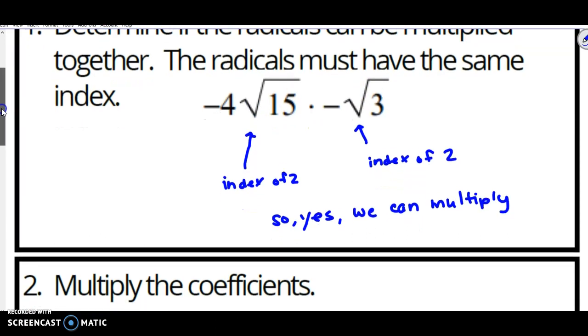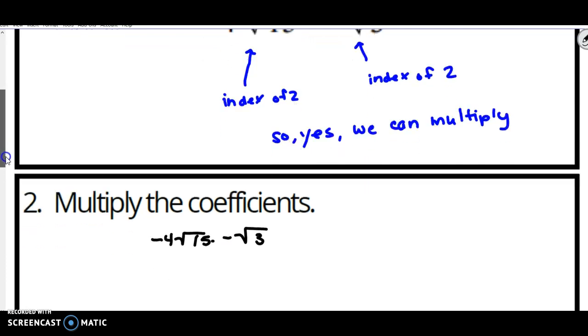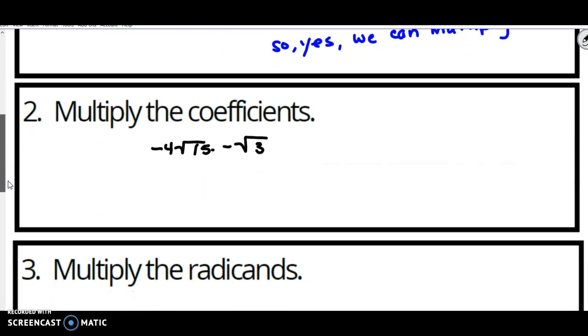All right, and so now we want to multiply the coefficients together. So I'm going to rewrite this: negative 4 root 15 times negative square root of 3. Now what we're going to do is multiply the coefficients together, the outside stuff: negative 4 times negative 1. Putting this over here, negative 4 times negative 1 is going to give you 4.